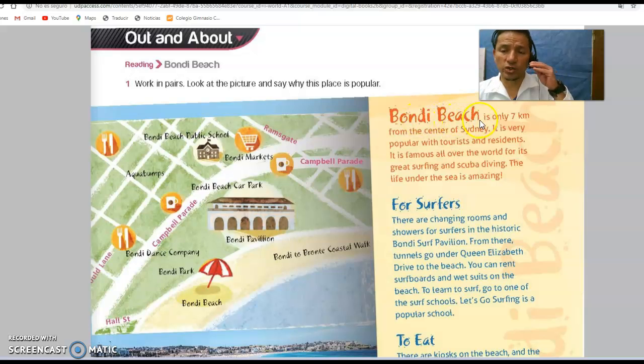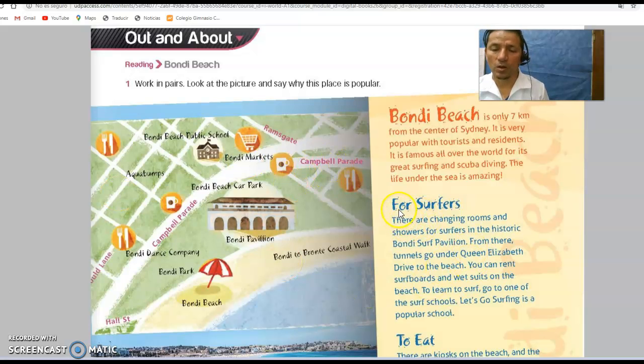Bondi Beach is only 7 kilometers from the center of Sydney. It is very popular with tourists and residents. It is famous all over the world for its great surfing and scuba diving. The life under the sea is amazing. Very slow.